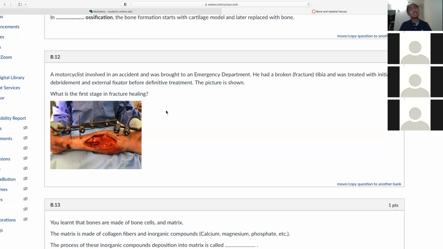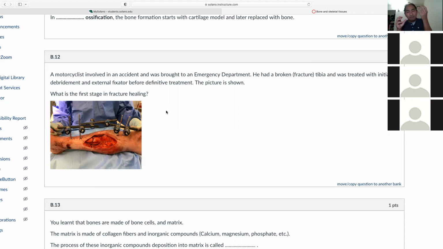Blood clotting. Yeah, blood clotting. That is what we call hematoma formation. So once any bone breaks, there will be bleeding from the periosteum, from the cortex, and from the medullary canal and endosteum. These vessels will bleed, and that bleeding will collect around the broken site.